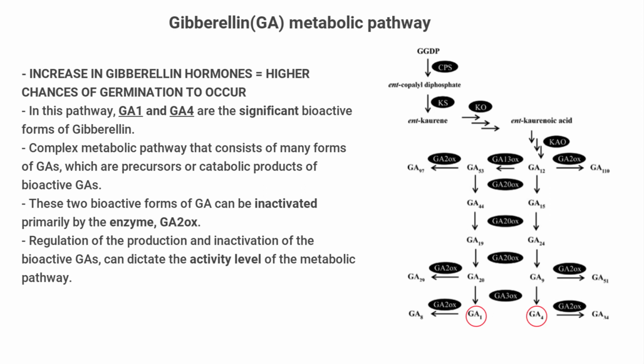The production of these bioactive GA1 and GA4 can be repressed by the enzyme GA2-OX, which converts the bioactive forms to inactive forms of gibberellins. Ultimately, the regulation of the synthesis and inactivation of these bioactive GAs can allow germination to occur. So when our little seedling sees an increase of GA1 and GA4, there will be a higher chance of germination to occur, considering all the other necessary stimuli, such as light and temperature, are present.